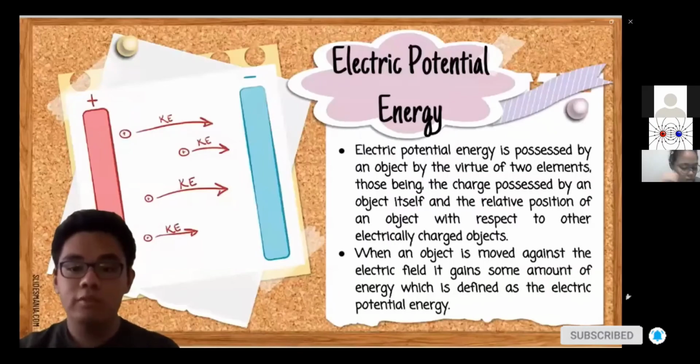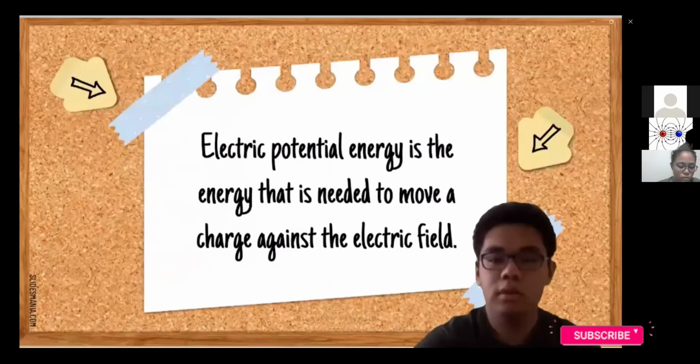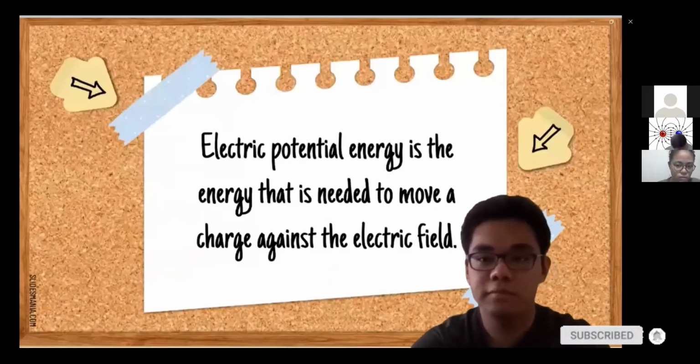The energy that you use to move the particle away from the plate is stored in the particle as electrical potential energy. Electric potential energy is the energy that is needed to move a charge against the electric field.